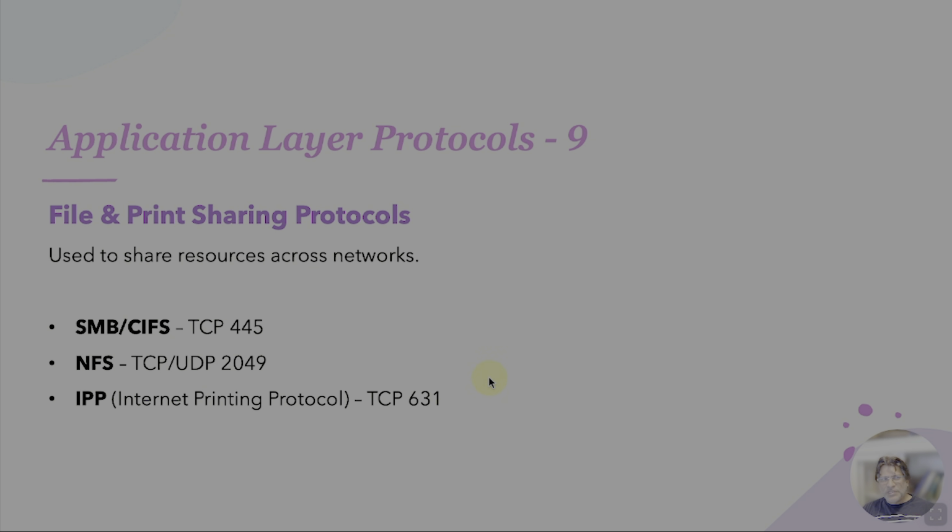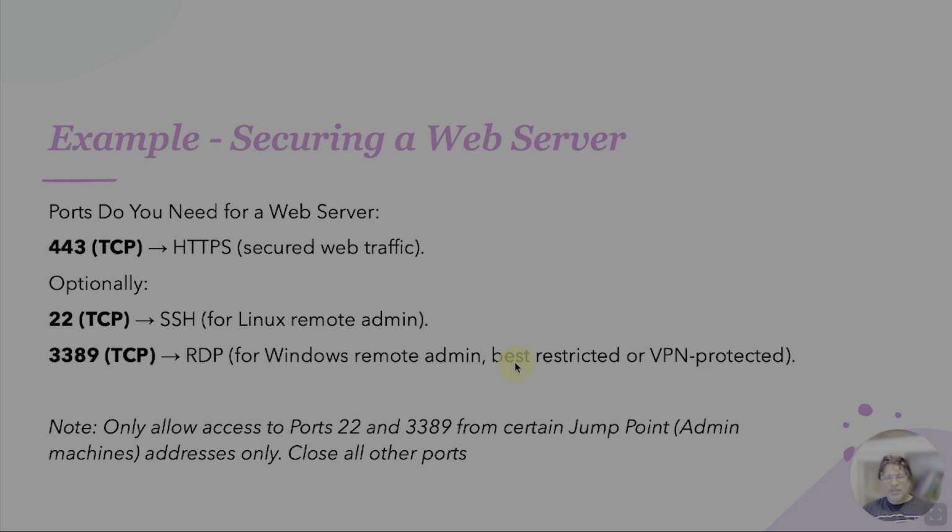So we've covered all the different categories of protocols and most of the protocols that are available in the application layer. Now I would like to give you a simple example of securing a web server. What you need on a web server is to open TCP 443 to allow secure web traffic, right? Optionally, you may want to allow SSH so that you can remotely administrate the machine if this is a Linux machine. And you may need to open TCP 3389 for RDP access if it's a Windows machine.